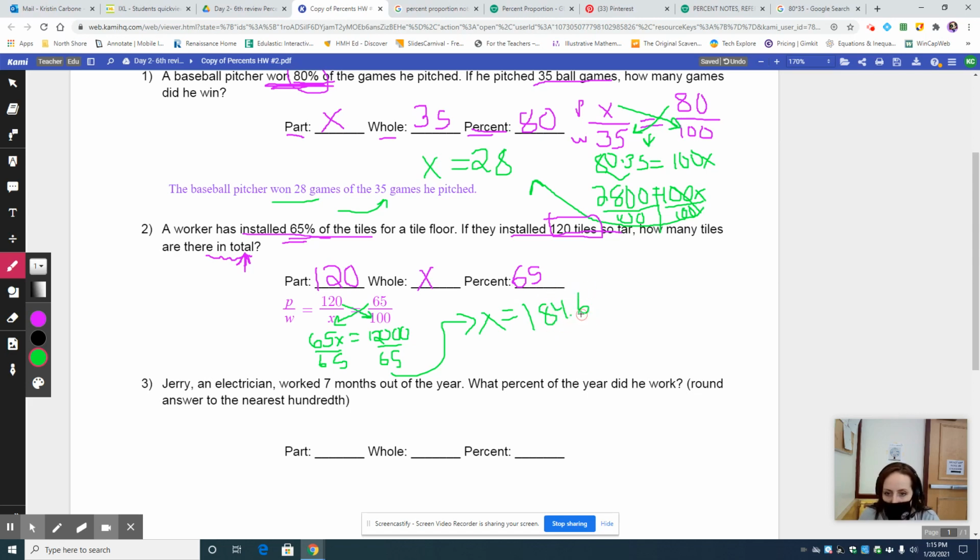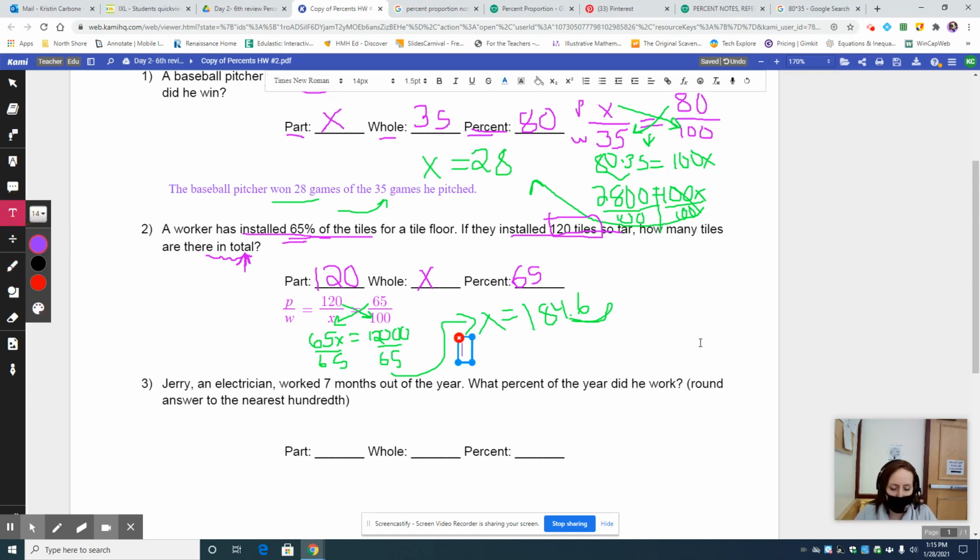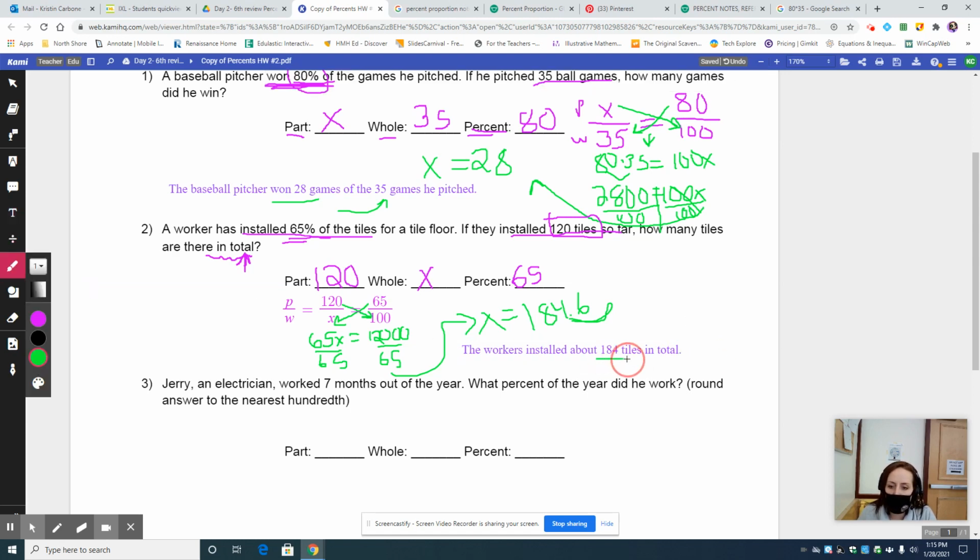184.6 rounded. Well, I guess in tiles you can install 0.6 of a tile, because sometimes you have to cut the tiles near the walls and all that. So a good target statement here would be the workers installed 184, or you can even say about 184 tiles in total. This way you're referencing the answer and what it refers to. So you got 184 tiles and it represents the total.